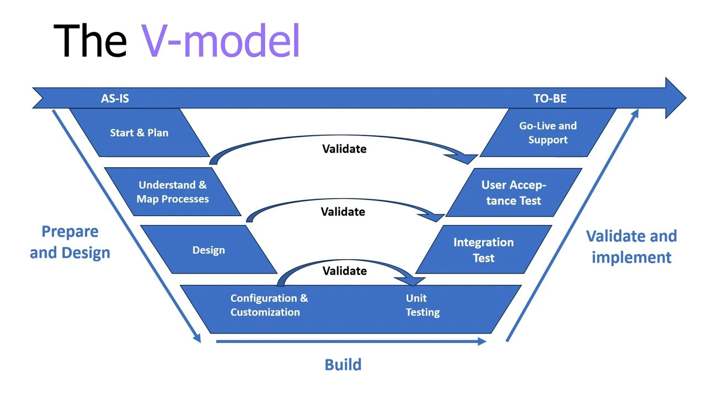The curved arrows show how each testing phase links back to a design phase. Testing confirms that what we decided on the left actually works in practice on the right. So the V model shows, on the left, we design and build the future way of working, and on the right, we prove the solution works and prepare the organization for a smooth go live.